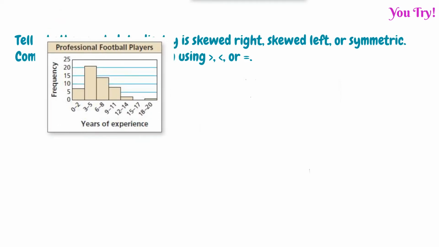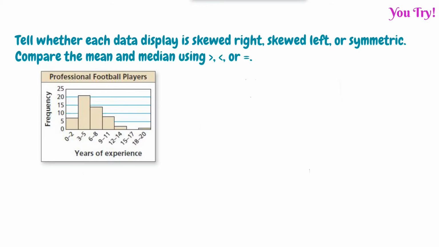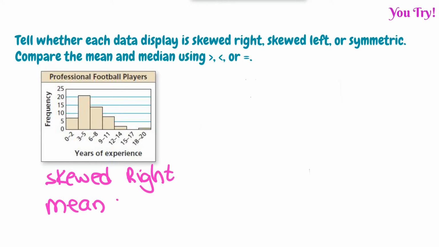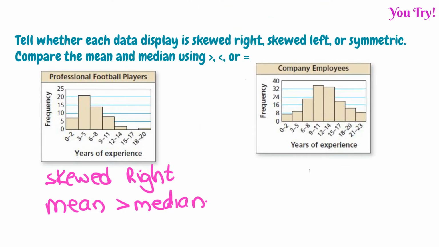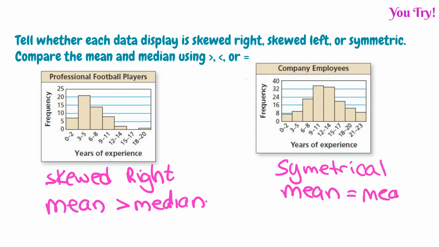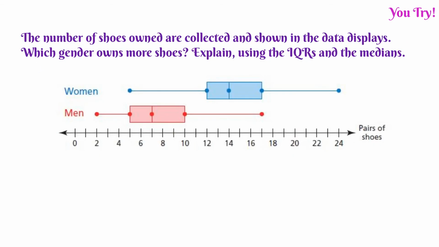In this first example, it is skewed right. Because it is skewed right, the mean is greater than the median. In the second example, it is symmetrical. By being symmetrical, the mean is equal to the median. So here's another you try.